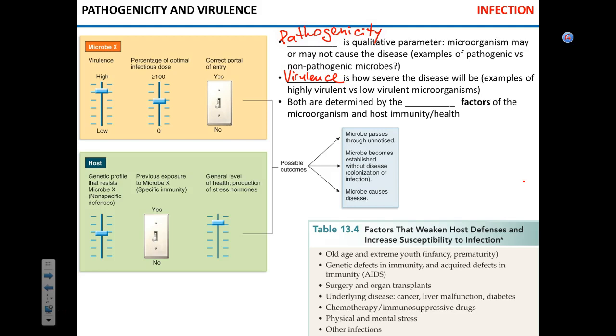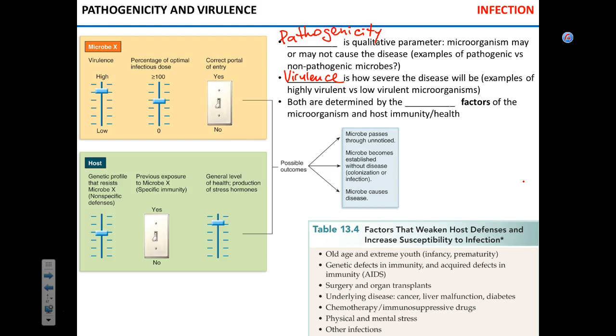We have three cases, I think, over a span of 100 years of people who were cured from rabies. You're going to die. So that's extremely high virulence. Ebola has high virulence. Different strains of influenza may have different virulence.